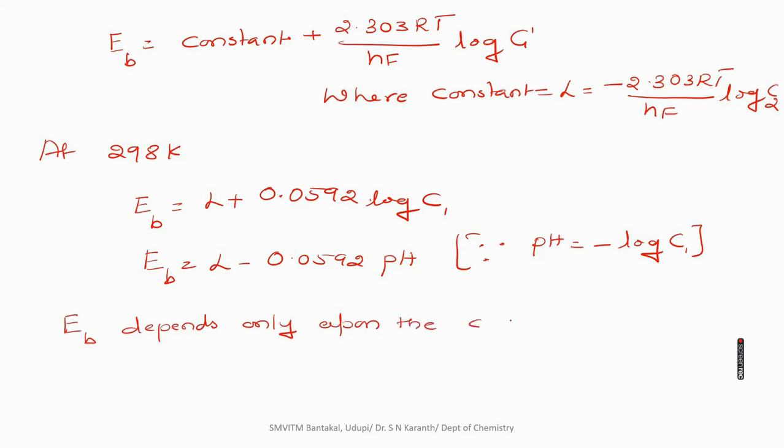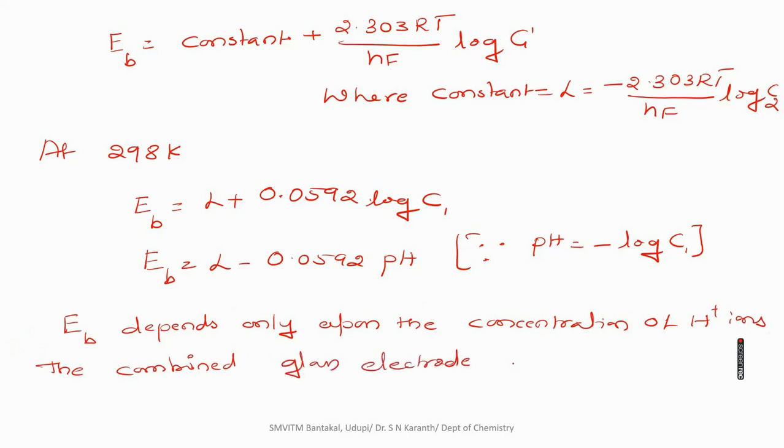Okay. So now we can represent the combined glass electrode. When we want to check the concentration of H+ ion, we should use a combined electrode. We represent it this way. The combined glass electrode is immersed in an acidic solution. Then the potential of the glass electrode, EG, is given by an expression that consists of three terms.